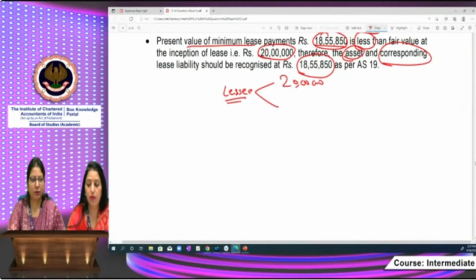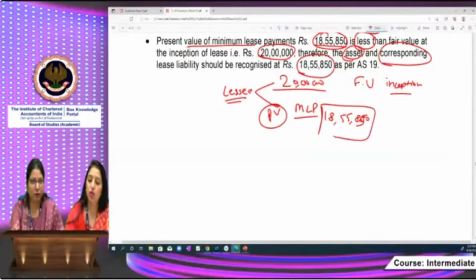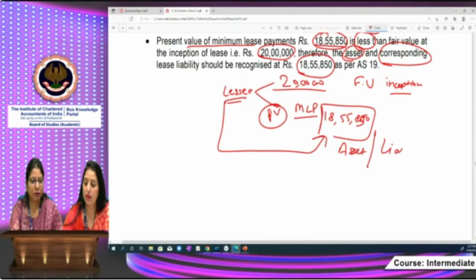Out of the two amounts, we will have to see which one the lessee will take. It has 20 lakh, which is the fair value at the time of inception. And it has the calculated present value of minimum lease payment, which is 18,55,850. Whichever is lower, this is lower. So in the books of the lessee, he will recognize it as an asset along with the same amount as a liability.